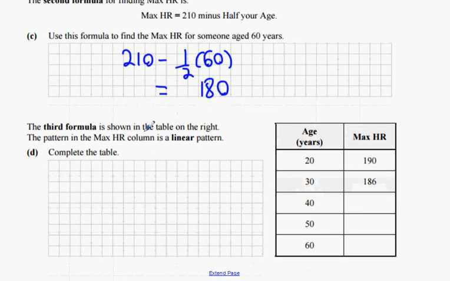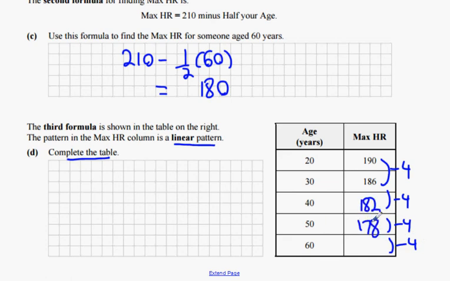The third formula is shown on the table on the right. There's a pattern in the max HR column, a linear pattern. Complete the table. So there's a linear pattern, which means it goes down by 4, which means it has to keep going down by 4 every time. So it's going to be 182, 178, and 174.